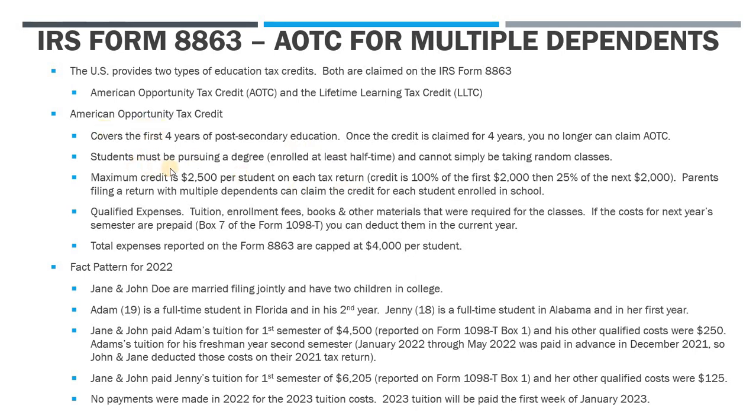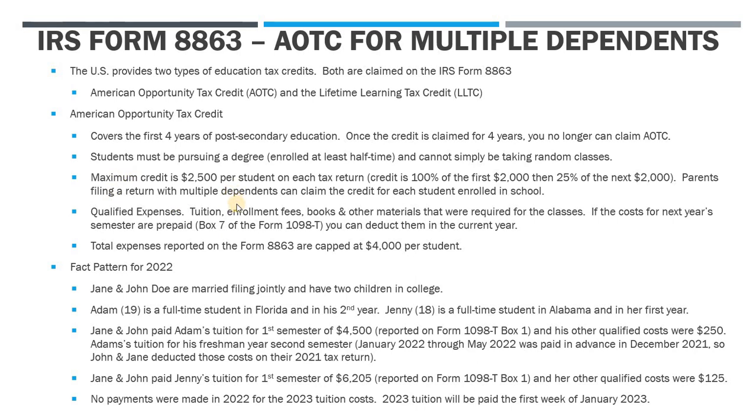Now, in order to claim the AOC, you need to be pursuing a degree, so you can't just be taking classes without being part of a degree program, and you have to be enrolled at least half-time. So if you're only taking one course a semester, it's not going to work. Full-time is generally what we see, but if you're enrolled at least half-time, then you can still qualify for this AOC.